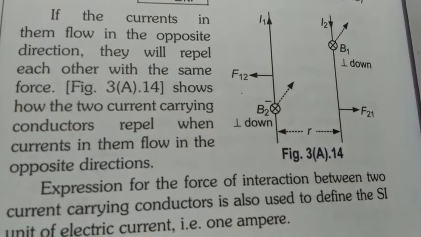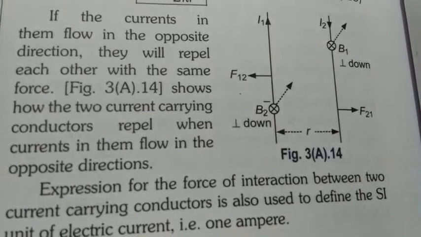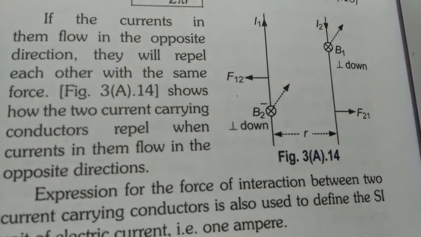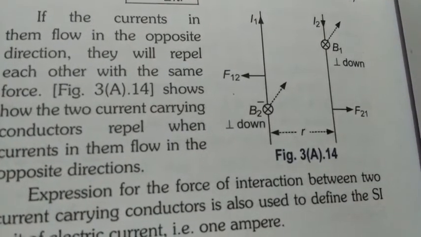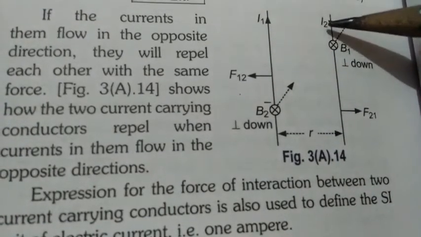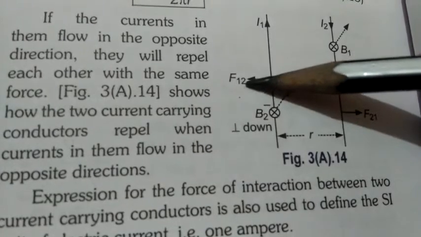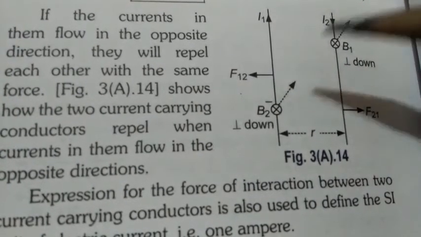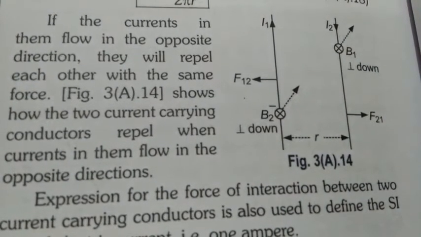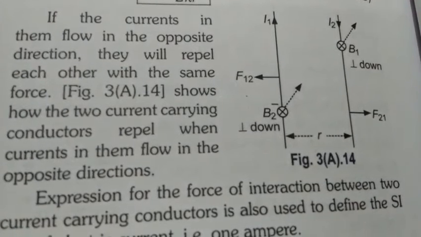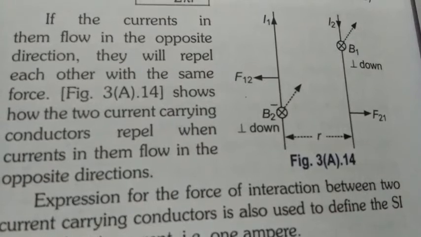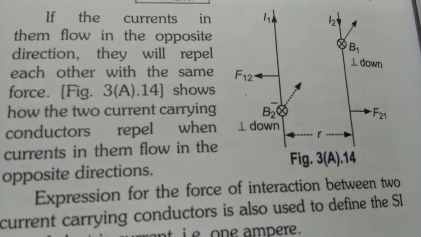As in the previous figure we have seen that I1 and I2 were both flowing in the same direction, so there is an attraction force between the plates. But suppose I1 and I2 have different directions, like in this figure you can see I1 is going upward, I2 is downward. So here F12 and F21 are in opposite directions, the plates will go away from each other, hence repulsion will be there. So if the flow of current is opposite in both the conductors, the conductors will repel each other.